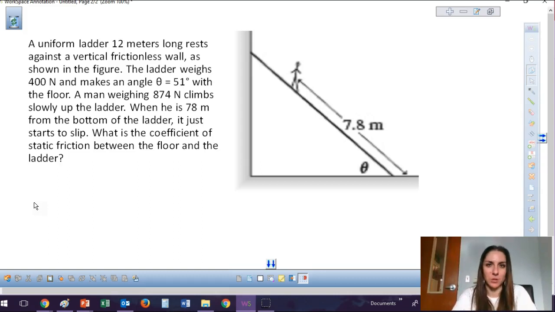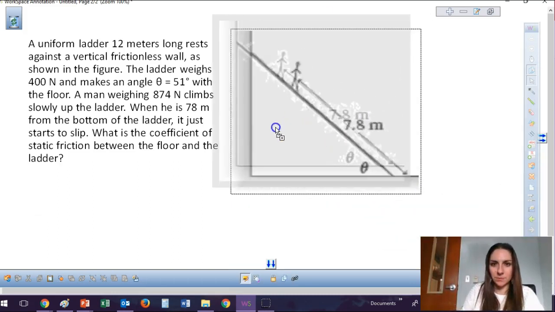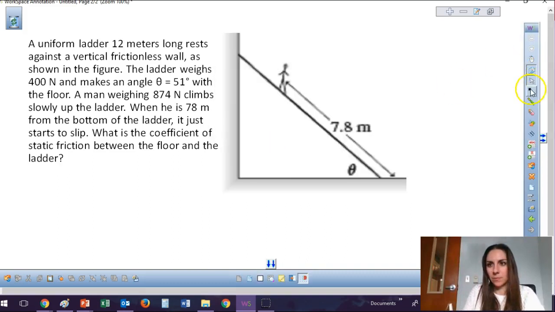whatever the question's asking for. So I have this on my slides, and this is just an example of how to apply torque in a static situation. So let's go ahead and take a look at it. So we have this ladder.